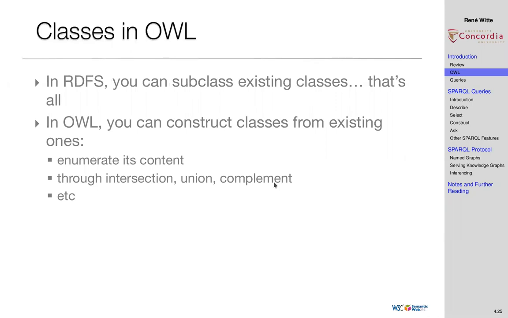You can do a lot more with classes as well. In RDFS, basically all we can do is say that one class is a subclass of an existing class. In OWL, you can actually construct classes using other classes. You can say that the union of two classes is a new class, or the complement of a class is another class, and this can be arbitrarily complex.